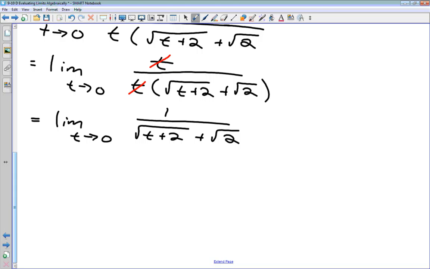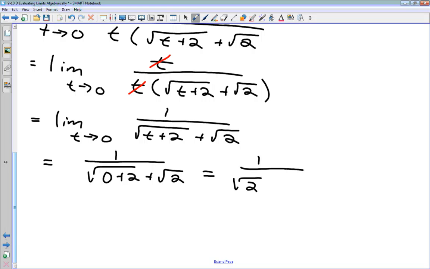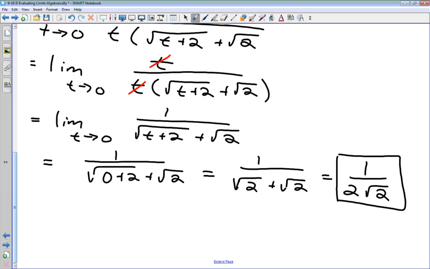Now we're at a point where we can do substitution. We can take this 0, sub it in for t, and we're going to get something that we can actually evaluate. 0 plus 2 plus root 2 is just going to be 1 over root 2 plus root 2, or 1 over 2 root 2. And that's our final answer. Okay. So you sort of mess around with the function a little bit until you get something where you can actually do the substitution and get a sensible answer. And then you do that substitution, and you're done. Okay.